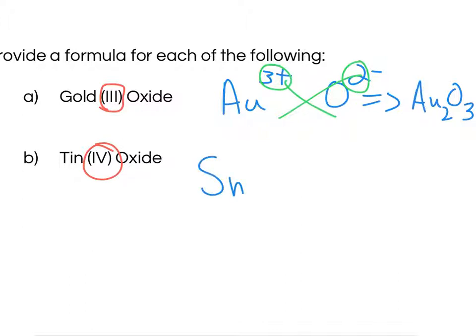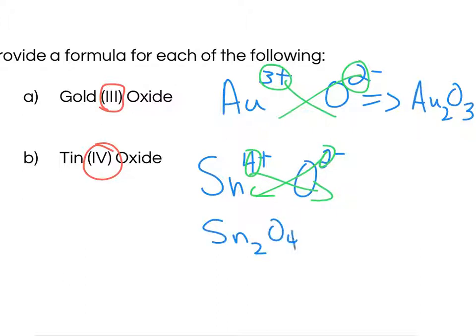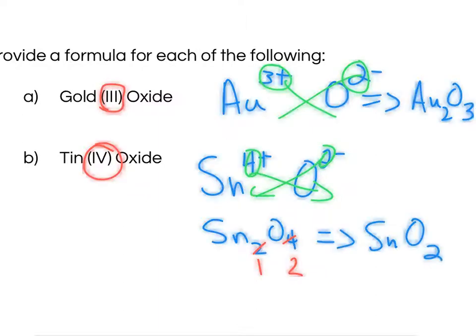So again, this 4 right here is telling me that I have tin, which has the chemical symbol Sn, with a 4+ charge. And so oxygen, again, with a 2 negative charge, I'm going to cross down the 4 and the 2 to the opposite element, and that will give me Sn2O4. However, I know that the 2 to 4 ratio should be reduced to 1 and 2. So the final formula that results is SnO2. Done.